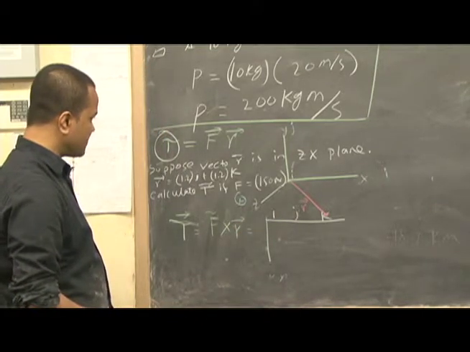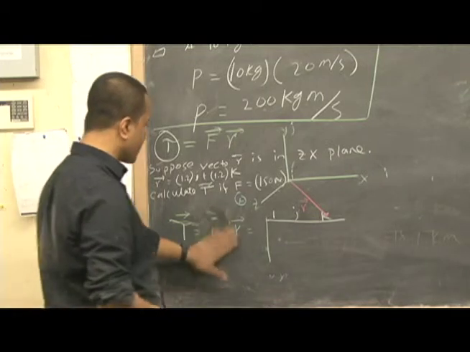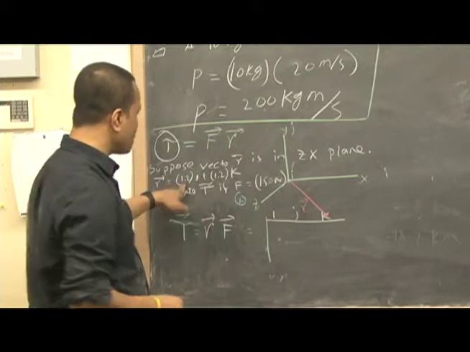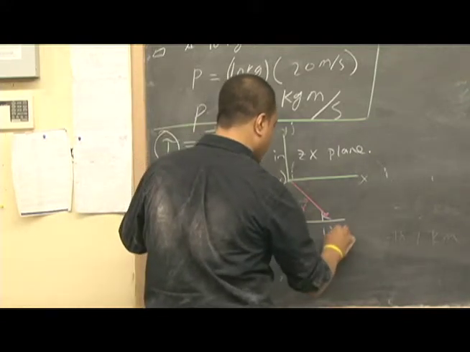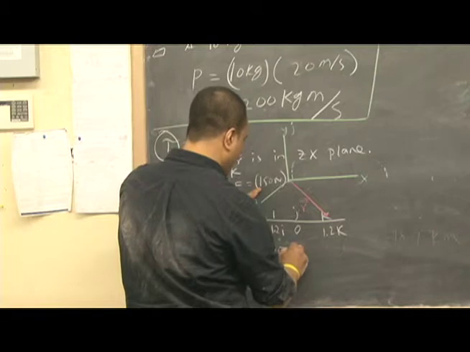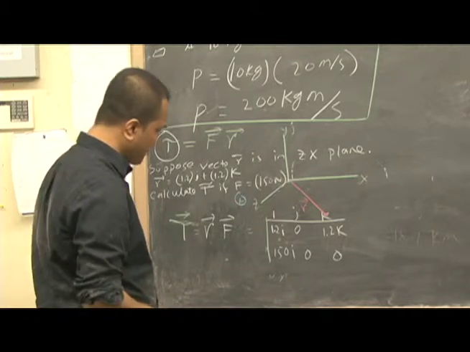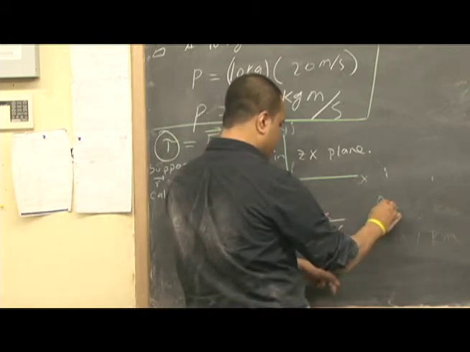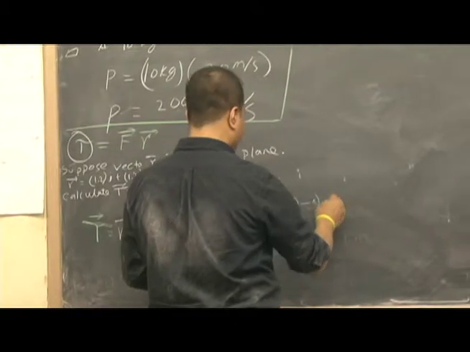But let's do it. What is the force? Let's write r first. r is 1.2 i, 0 j, 1.2 k. The force is 150 i, 0, 0. That's how the cross product works. Let's do it together. This one and this one, 0 times 0 is 0, minus 0 times this one is 0 i.